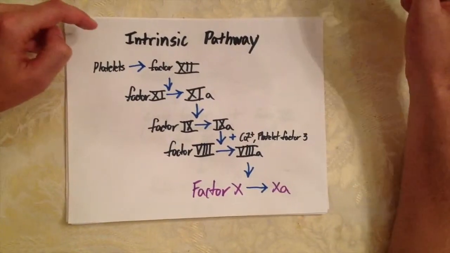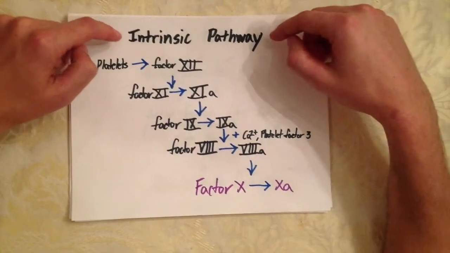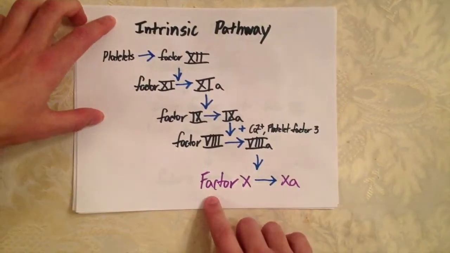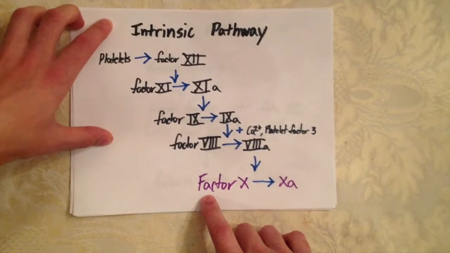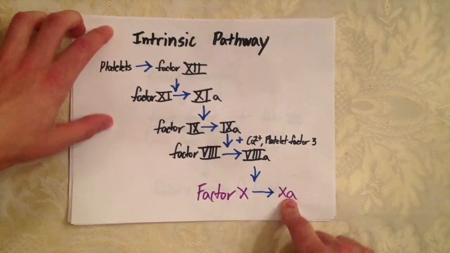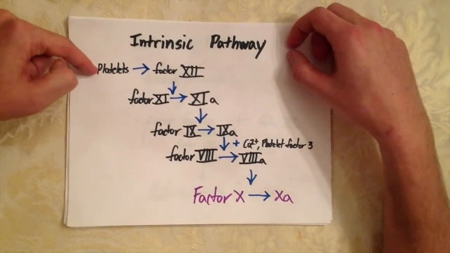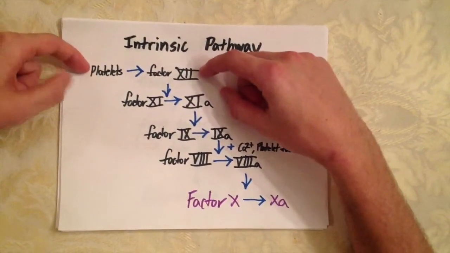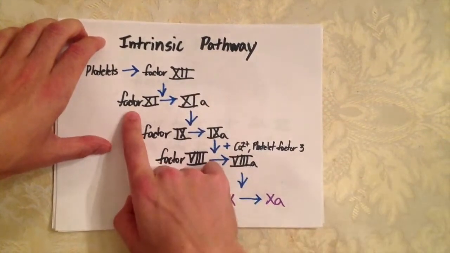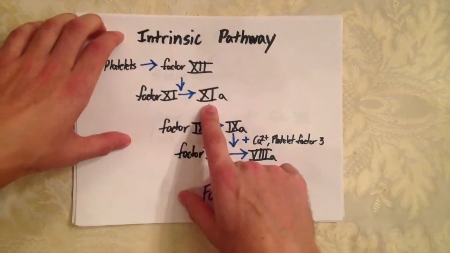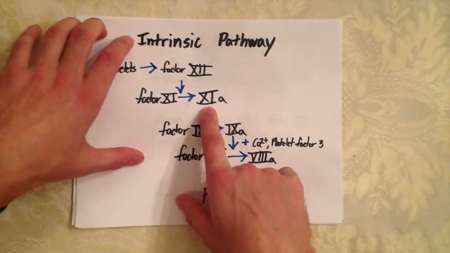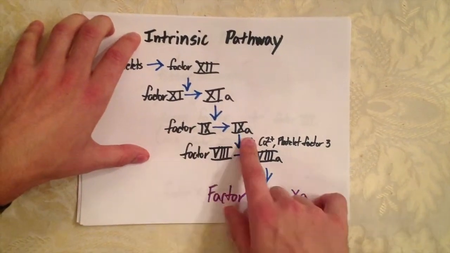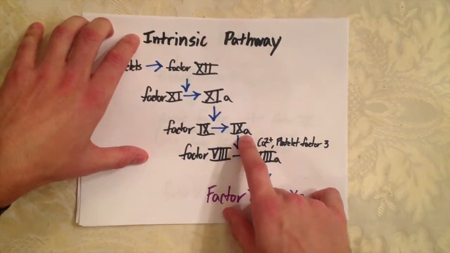Then we have the intrinsic pathway. So in this pathway, there's a series of steps here that will eventually transform factor 10 to the active form of factor 10. So the platelets release factor 12. This factor converts the inactive form of factor 11 to the active form of factor 11. The active form of factor 11 converts the inactive form of factor 9 to the active form of factor 9.